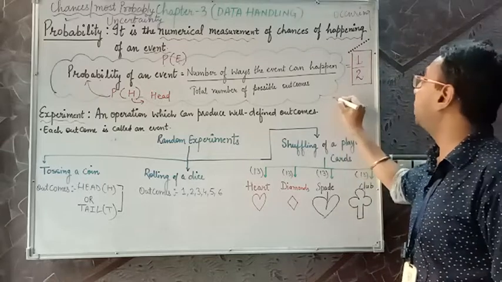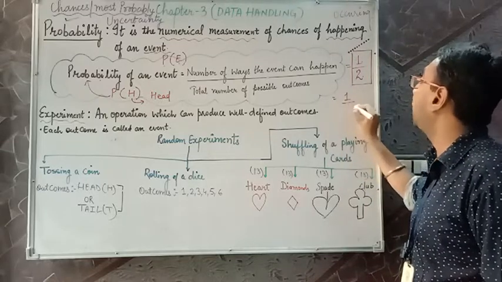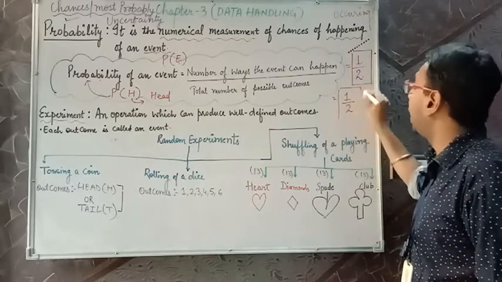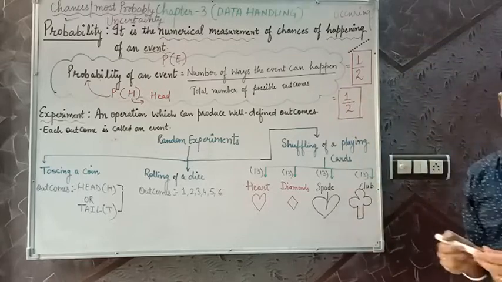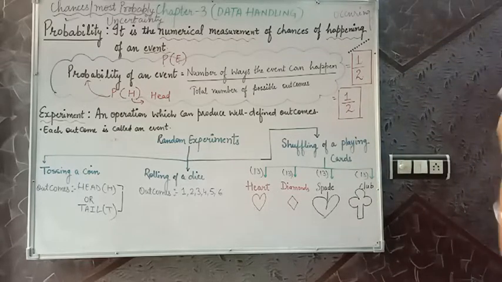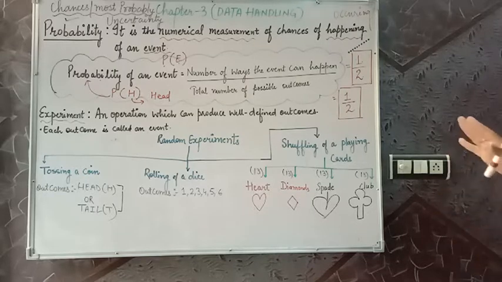Similarly, probability of getting tail would be 1 by 2 because we'll be getting tail one time only out of 2. Any doubt with this? This is the formula. Very important formula. The number of ways that event can happen and total number of possible outcomes. Let's move on to the next random experiment.